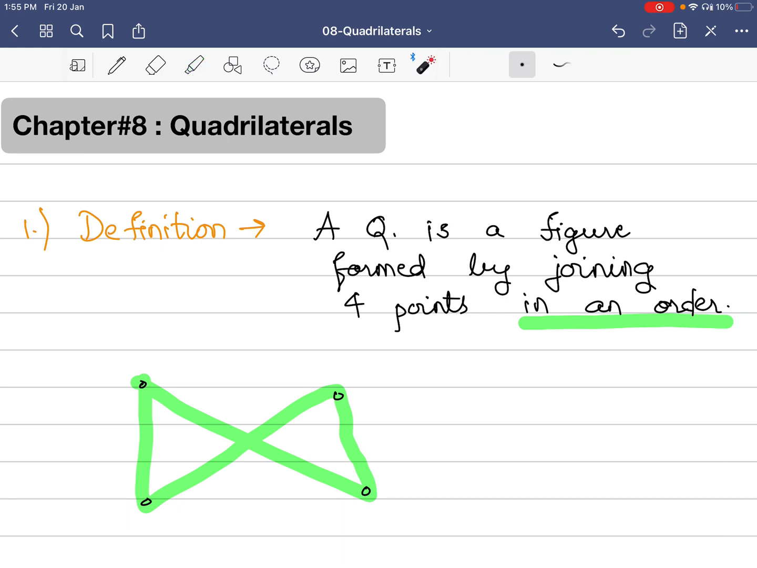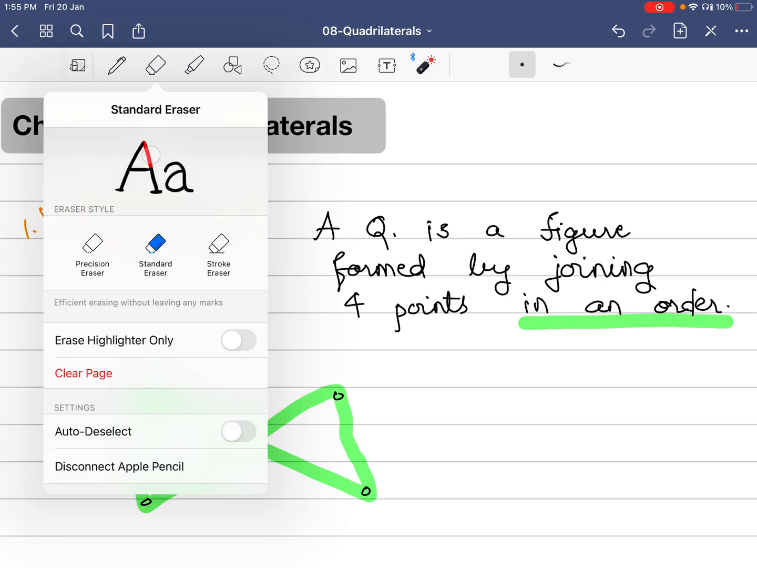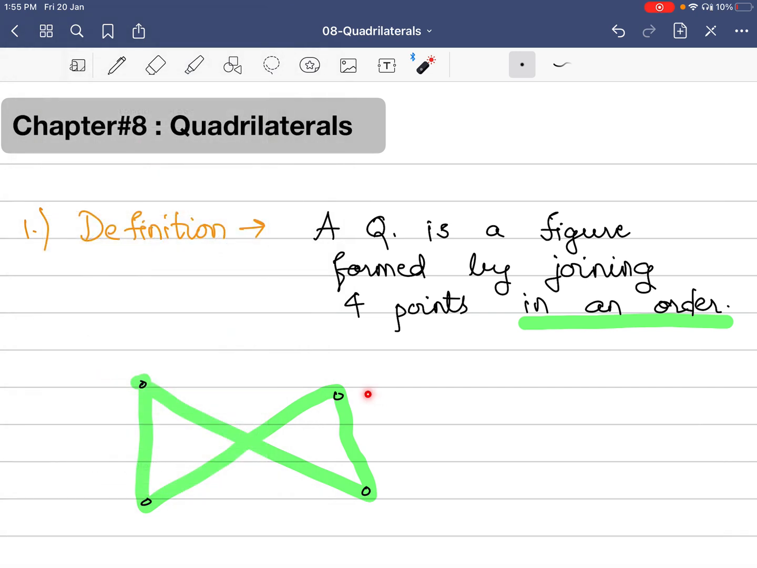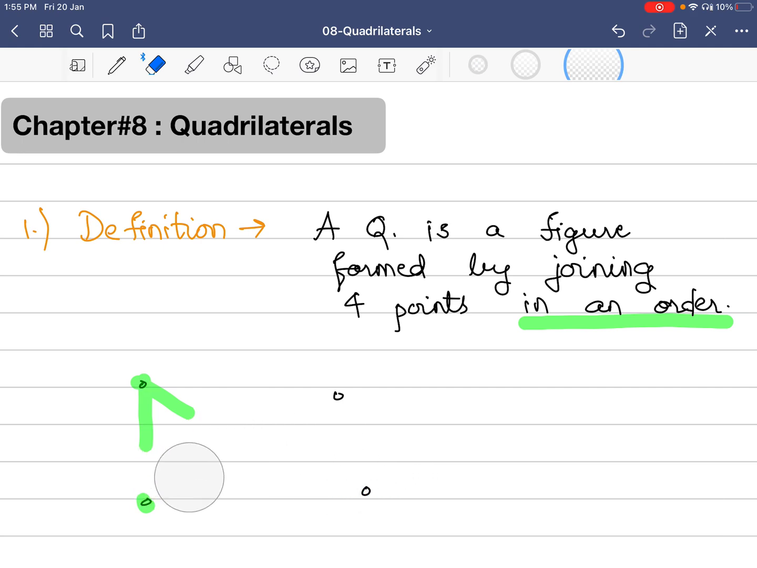However, am I following order in the joining? No. I'm randomly jumping to any random points and going wherever I want. So this is definitely not a quadrilateral because we did not join the points in an order. So once again, let's erase these highlighters. I hope you got the concept. The concept is to join the points in an order.